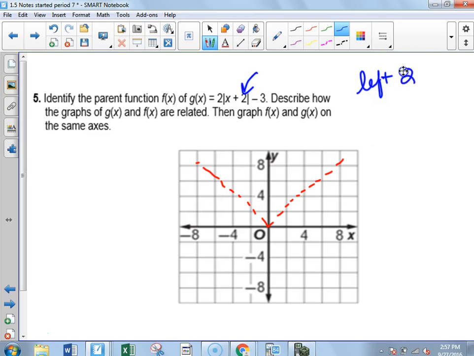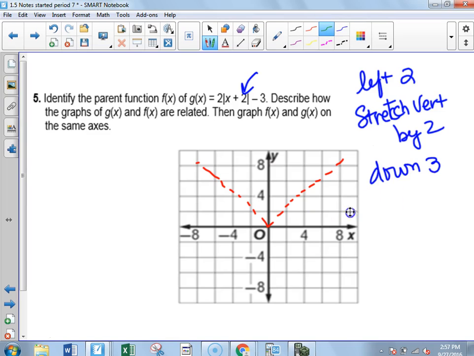Left 2, stretch vertically by 2, and shift down 2. Down 3, sorry. All right. So I'm going to take this corner point, or this vertex point kind of here, and shift it what? Left 2 and down 3. Be careful, remember the graph paper counts by 2. So left 2, down 3 would be at -2, -3.